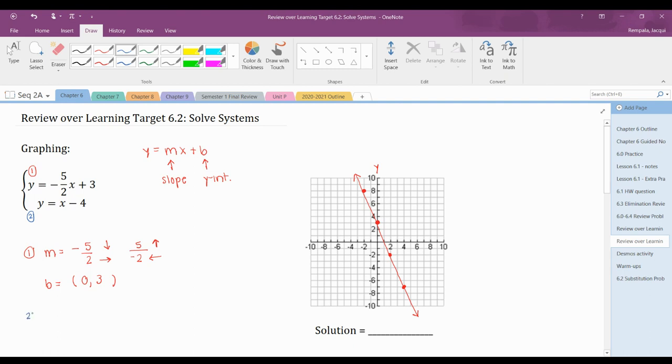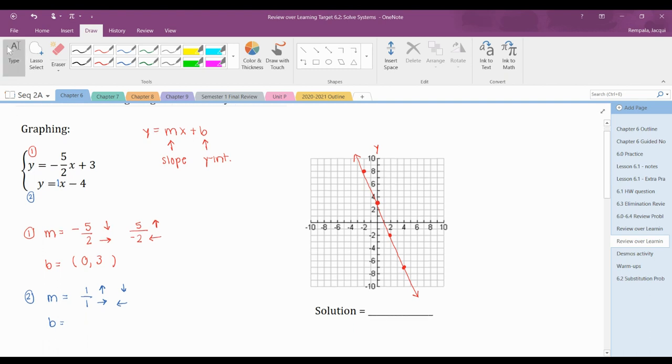Now I'm going to look at that second equation. Since it says y equals, we already can identify the slope and the y-intercept right away. If I don't see a number in front of the x, we can always think of it as a +1. So I'm going to think of it as a fraction, though. I'm going to do 1 over 1. Because it's positive, I'm going to move up and to the right. However, we could do the opposite. We could go down, but then we'd have to move to the left. So those are the 2 ways to then move to get that slope.